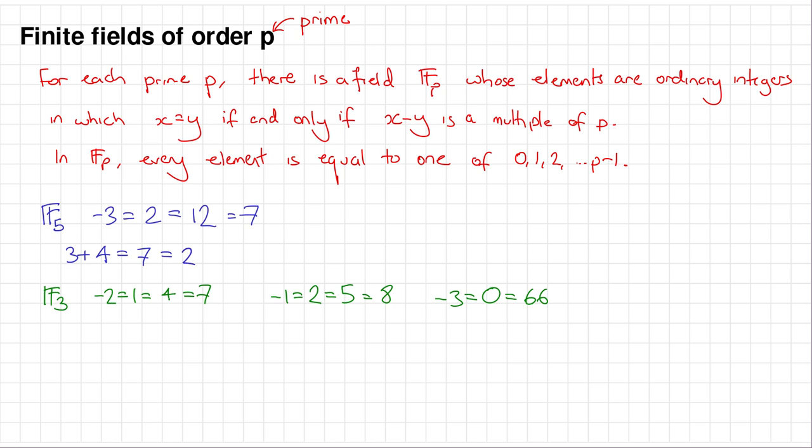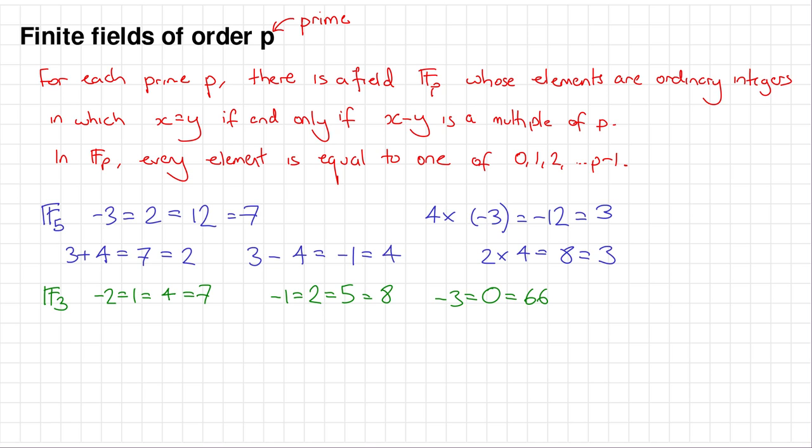And if we do some subtraction, 3 plus minus 4, 3 minus 4 is equal to minus 1, and that's equal to 4. Let's now do some multiplication. So 4 times minus 3 will be equal to minus 12, and minus 12 is equal to 3, and 2 times 4, that's equal to 8, and 8 is equal to 3 in F5.